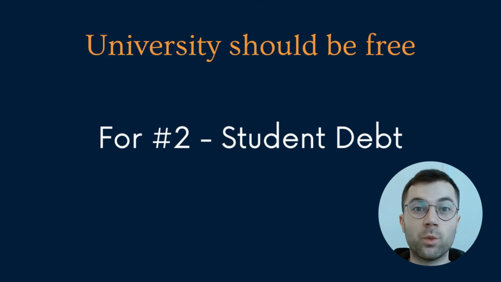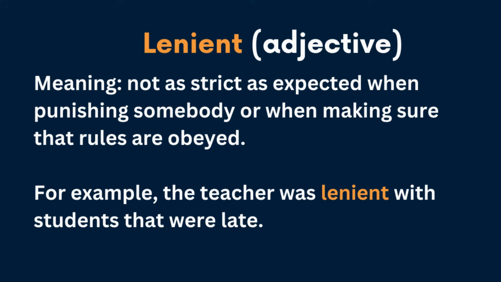The second reason why university should be free is the issue of student debt. The key vocabulary to listen out for is lenient, meaning not as strict as expected when punishing somebody or when making sure that rules are obeyed. For example, the teacher was lenient with students that were late.